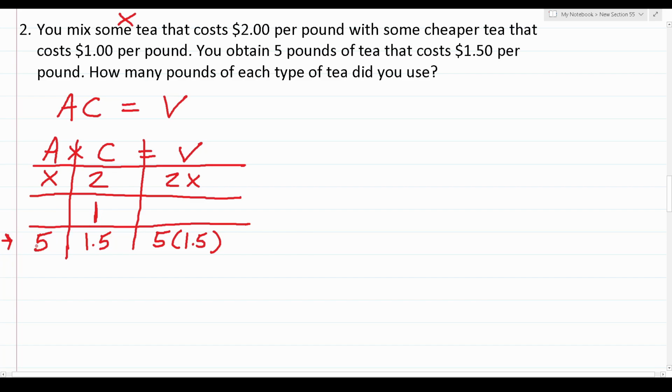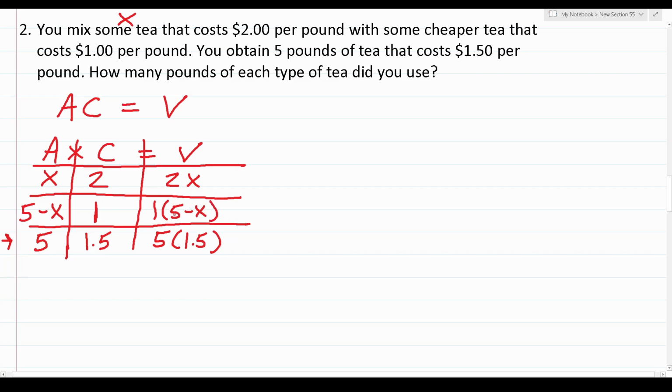All right, the only thing we're missing is the amount of this tea that cost $1 per pound. Well, again, our blend is going to be 5 pounds in total. We know we're dealing with an unknown amount of this first type of tea. Therefore, this second amount is going to be 5 minus x. And therefore, our value here is going to be 1 times 5 minus x.